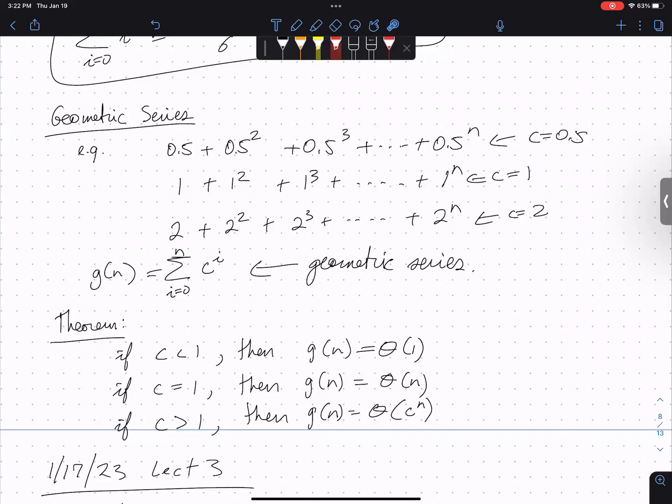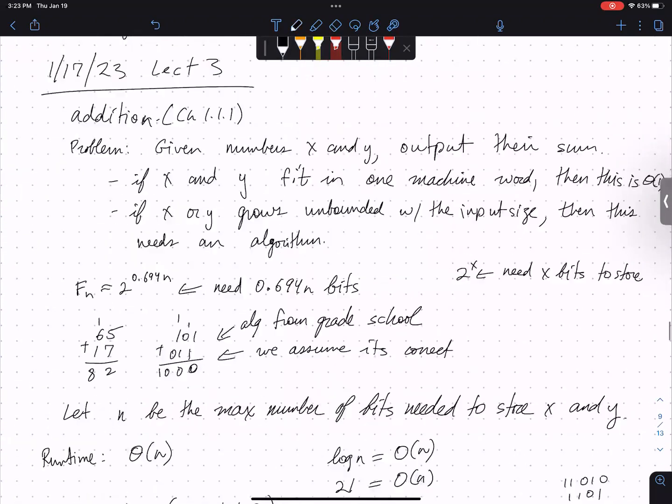Our variable is K, that's what we're going over, and it's not going up to n, it's going up to log n. The value of C is 2. So because the value of C is 2 there, we fall into this category, and we know what g of n is. It's theta c to the n in this terminology, but n is just the upper index here. So it would be c, in that case 2, to the power of the upper index, which is log n.